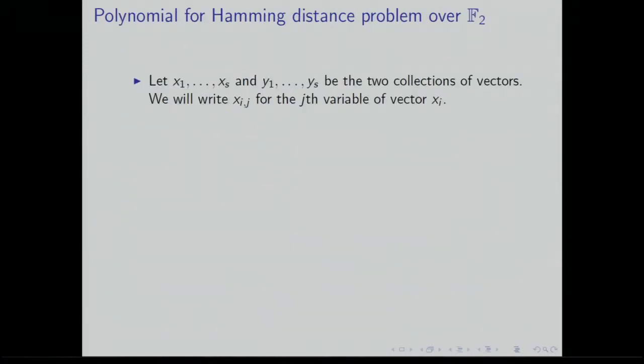Well, we're going to define a polynomial for this subproblem using our majority polynomial. It's going to be a probabilistic polynomial again. And here we're going to work over F2, because working over F2 gives us some degree savings here. So what are the ingredients of this? First, we'll let x1 through xs and y1 through ys be the two collections of vectors. So we're looking at whether there's an xi and a yj with Hamming distance at most k. And for notation, we'll write xi,j for the jth variable of the vector xi.